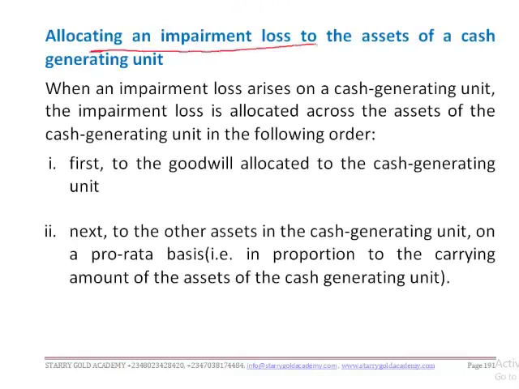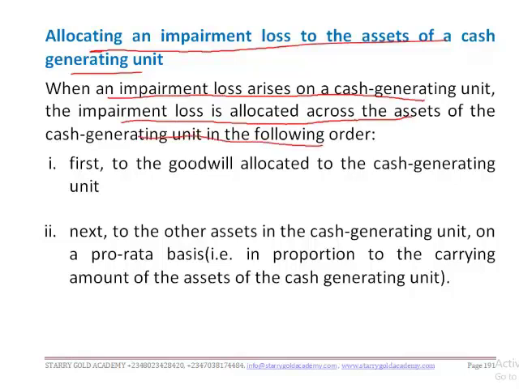Now, how do you allocate an impairment loss to the assets of the cash generating units? When an impairment loss arises on a cash generating unit, the impairment loss is allocated across the assets of the cash generating unit in the following order. First, allocate to goodwill. The next is to the other assets in the cash generating unit on a pro rata basis, that is in proportion to the current amount of the assets of the cash generating unit.